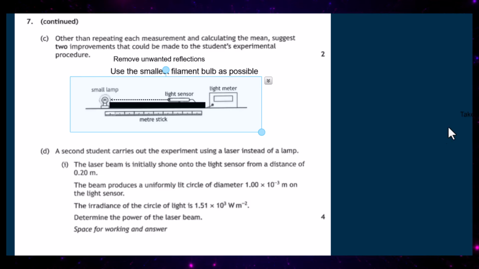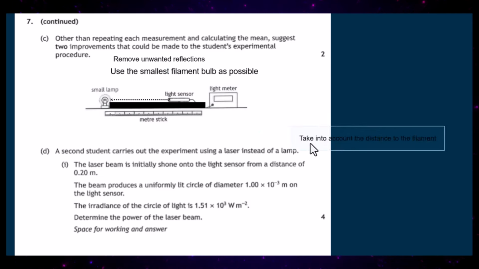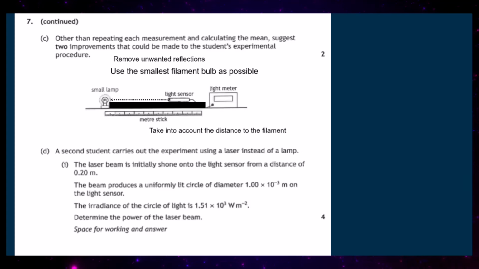So possibly another way you could do that is take into account the radius of the bulb and subtract that from, or add that on to your readings in order to give you the true distance from the light sensor to the filament itself. And that would take into account the distance to the filament. So that's your 3 possible answers to improve the experimental procedure, but you only have to have 2 for that.